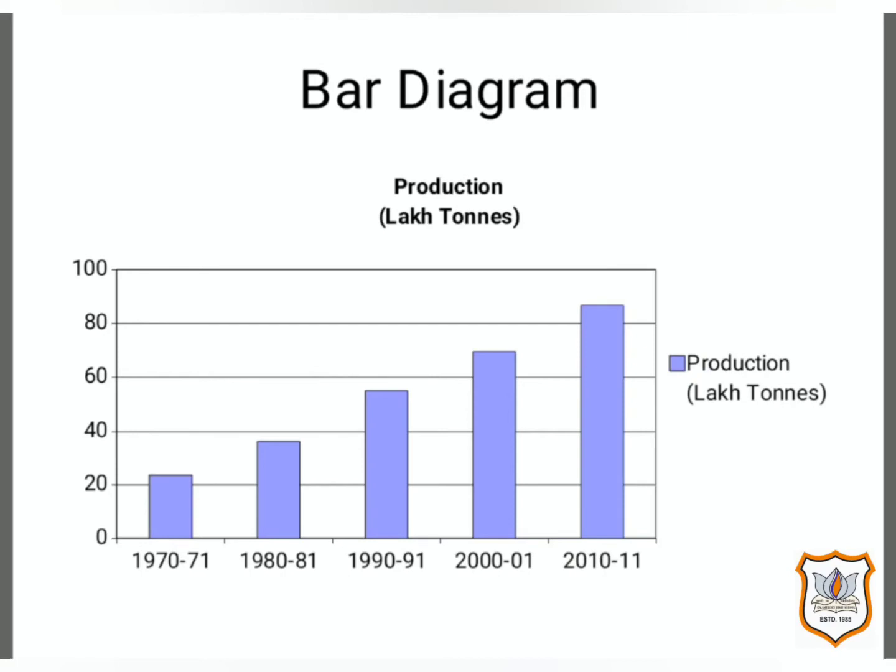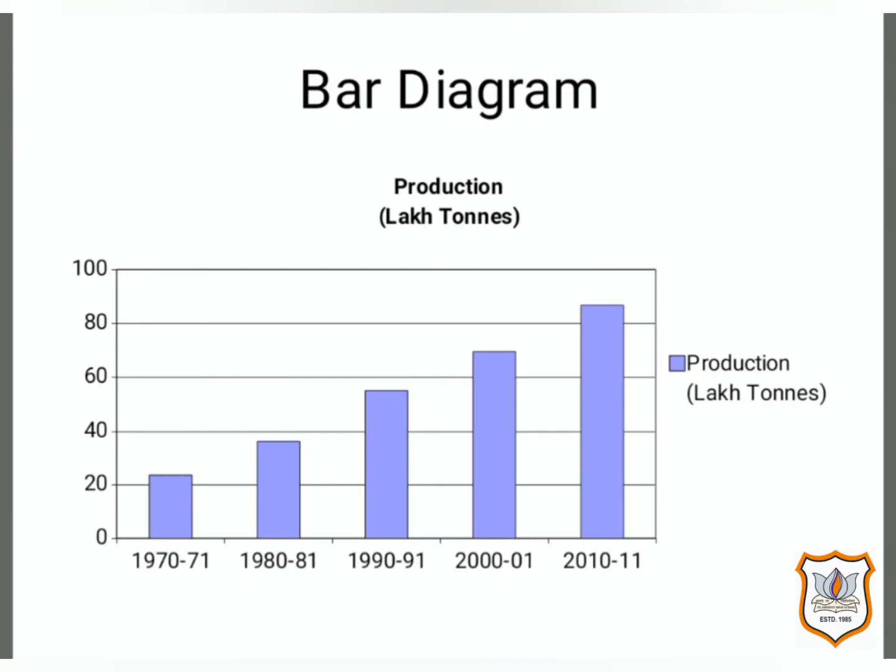And similarly, for the year 2010-11, the length of the bar is the highest. So we may conclude that the production of wheat in the year 2010-11 was the highest.